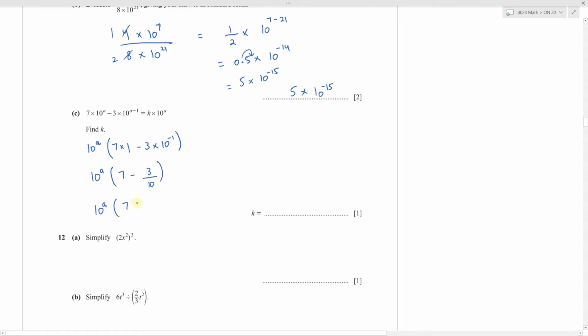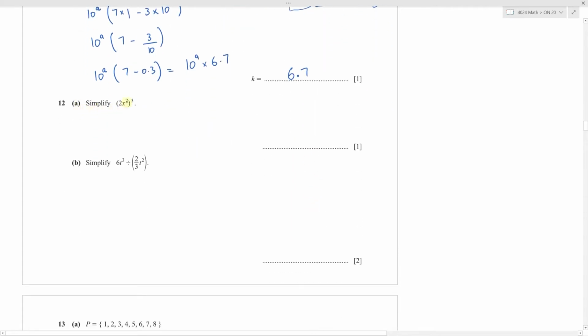So 10 power a, 7 minus 0.3. So this will be equal to 10 power a, 7 minus 0.3 will be 6.7. So this is the left hand side. Let me write it down in this form, which is 6.7 into 10 power a, and the right hand side is k into 10 power a. Now we can see that there are same values on each side of the equation. You have 10 power a and 10 power a. So that means the value of k should be equal to 6.7. So k is 6.7.